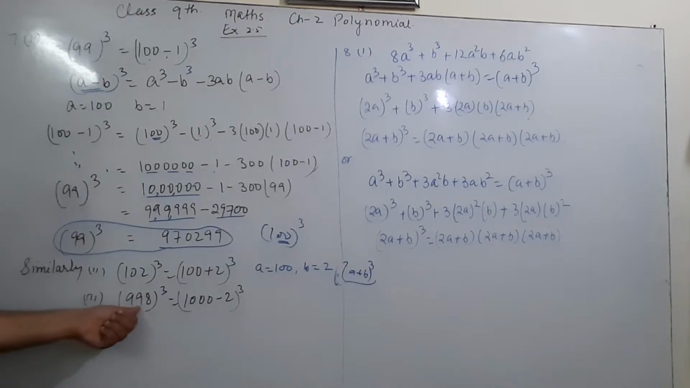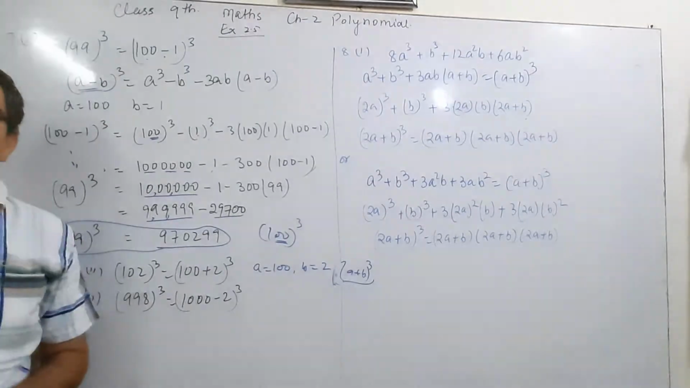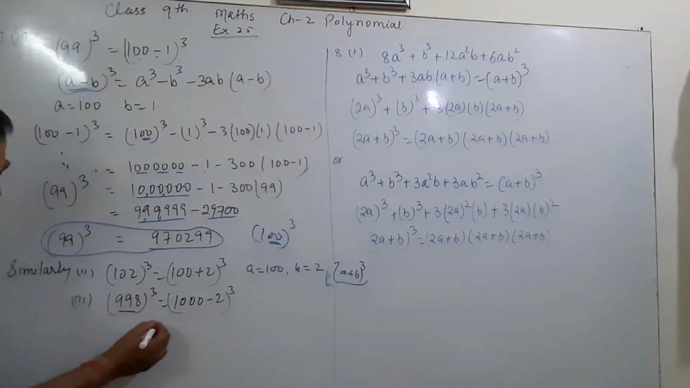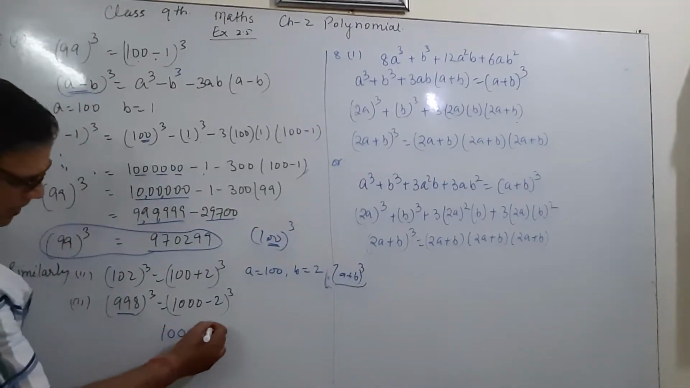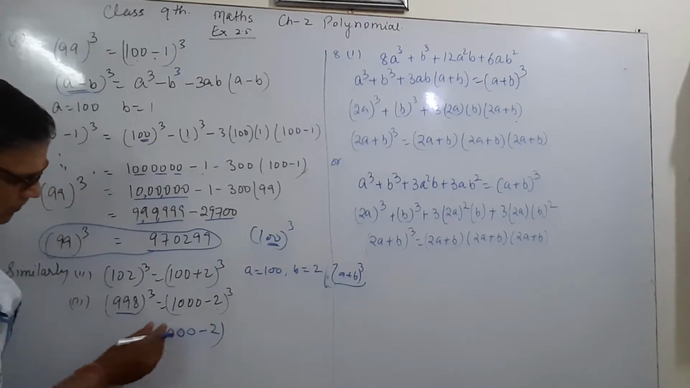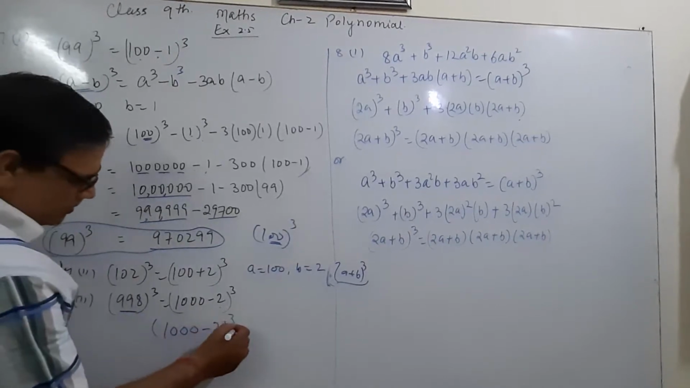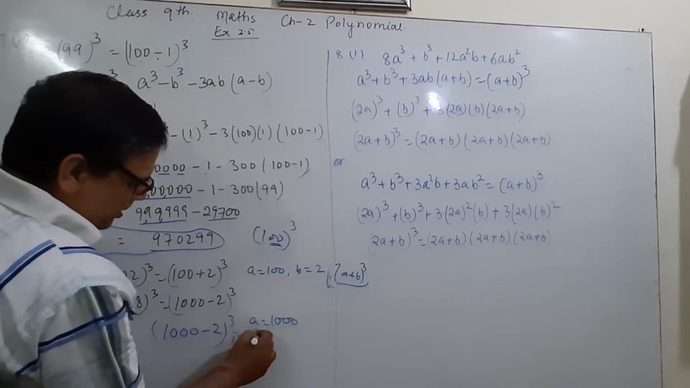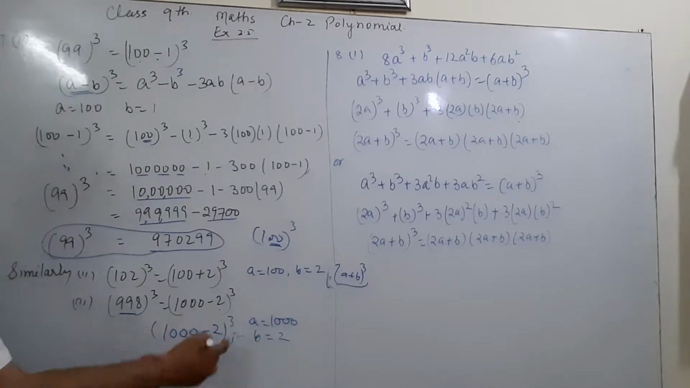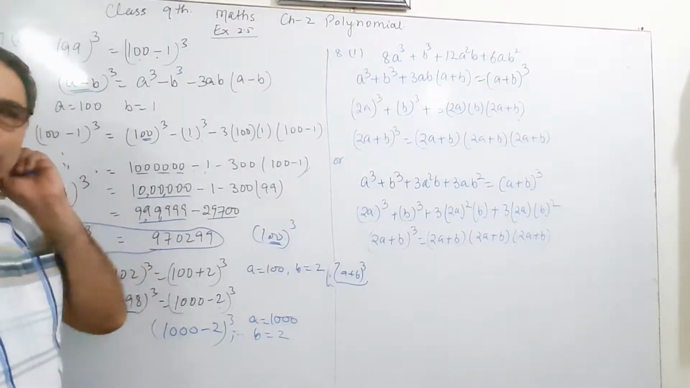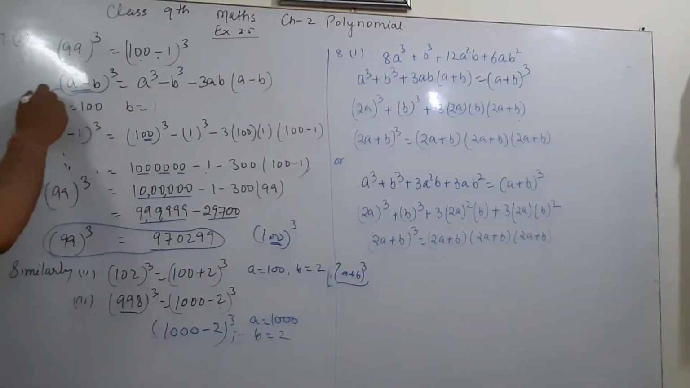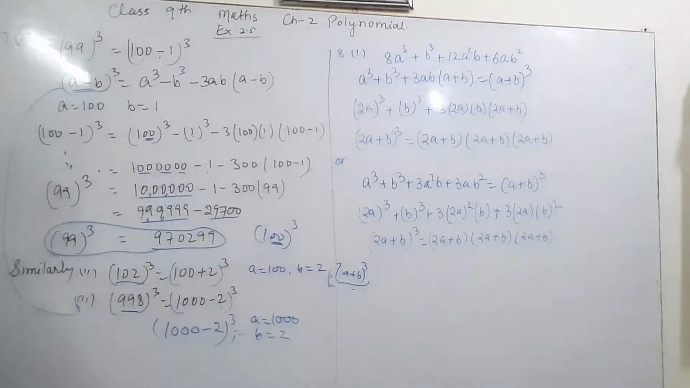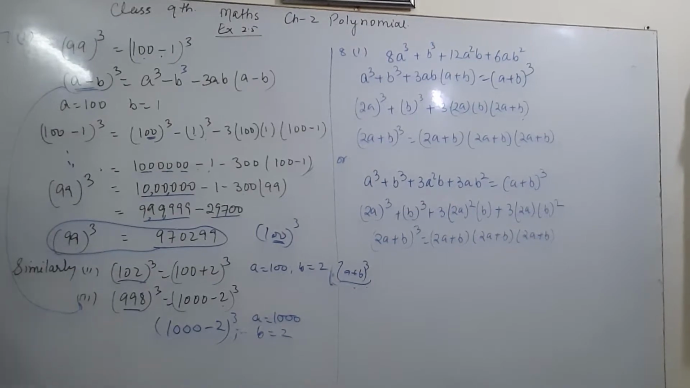Again the same for 998. We have to find the smallest 4-digit number, which will be 1000, so 998 can be written as 1000 minus 2 whole cube. Here A is 1000 and B is 2. Then we apply the formula A minus B whole cube. The A minus B whole cube formula is applicable for this, and for the earlier one the formula is A plus B whole cube. Then we can find the answer.